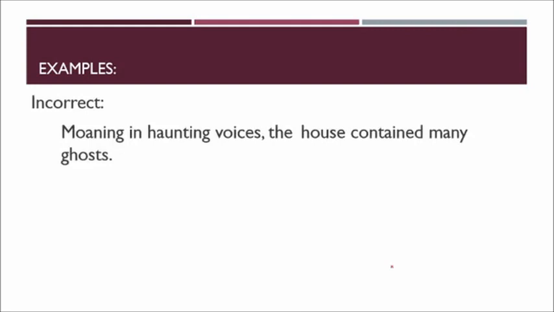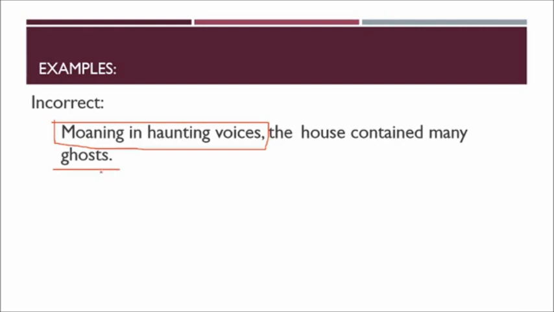Next, the third example for misplaced modifier. Moaning and haunting voices, the house contained many ghosts. Technically here in the sentence, this is the modifying phrase. And then, who is being described that is moaning and haunting voices? Is it the house or the ghost? So technically it is the ghost. And then the ghost here in the sentence is very far from the modifying phrase.